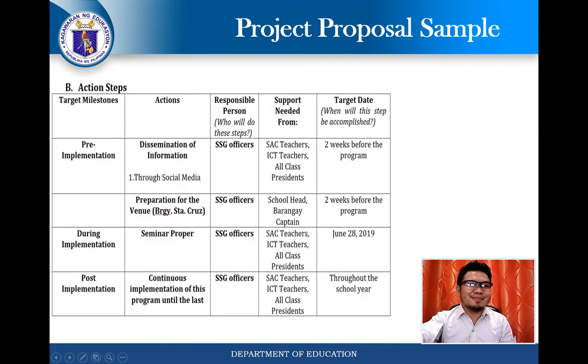Next part. Alright. Ito yung medyo matrabaho sa part natin kasi yung pagiging futuristic natin as a leader, importante dito. Example, yung action steps. We have the following action steps: target milestones, the actions, responsible person, then support needed from, then the target date. Example po, ito po inihati namin to sa tatlo. Yung importante kasi yung pre-implementation or bago natin siya gawin. Ano yung mga plano natin? So dito nilagay namin is yung dissemination of information.